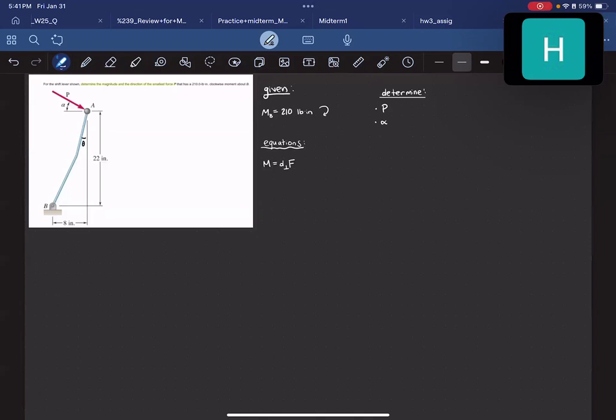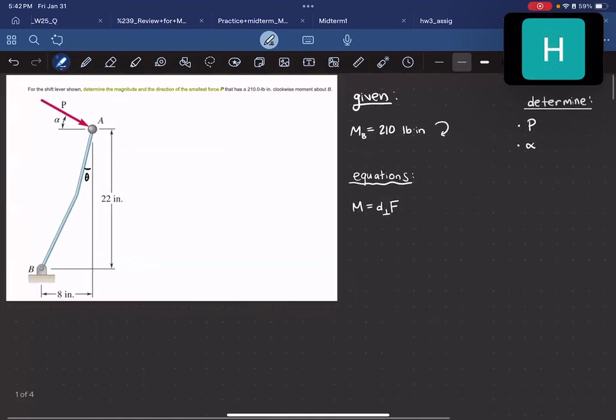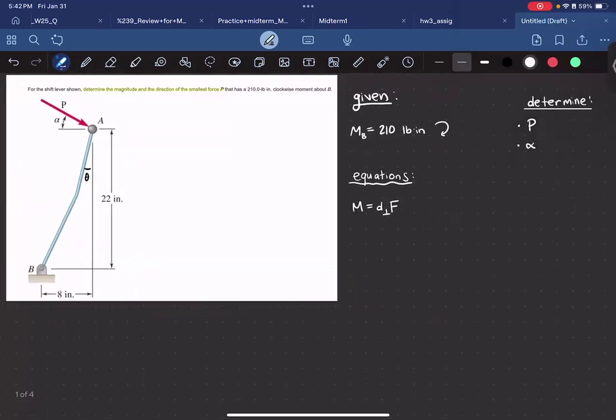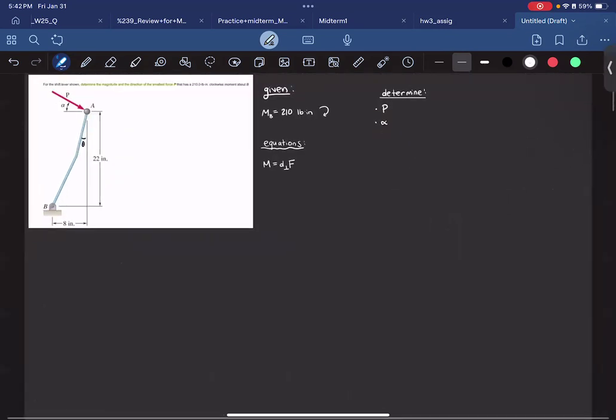So let's start off with problem one. For the shift lever shown, determine the magnitude and the direction of the smallest force P that has a 210 pound-inch clockwise moment about B. Whenever I start off a problem, I start by writing out my given information as well as the equations that I'll be using and what I'm determining.